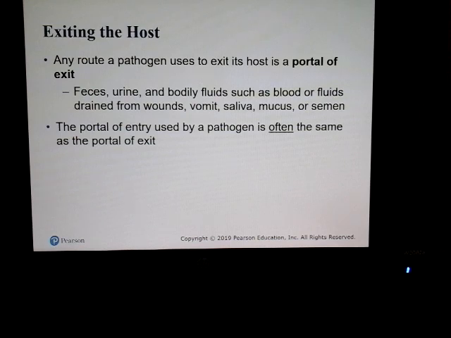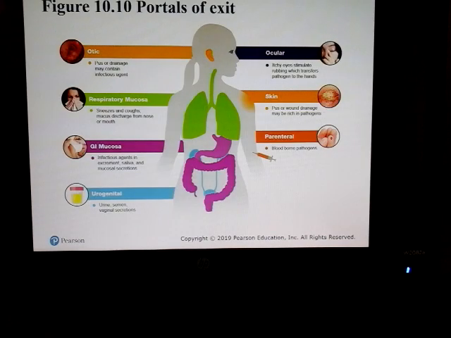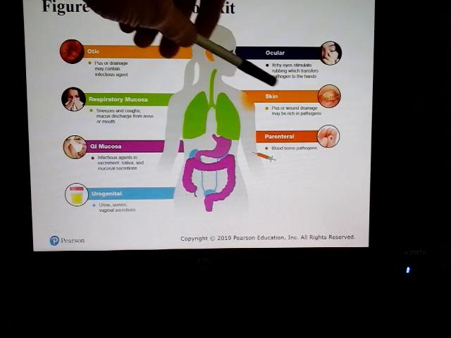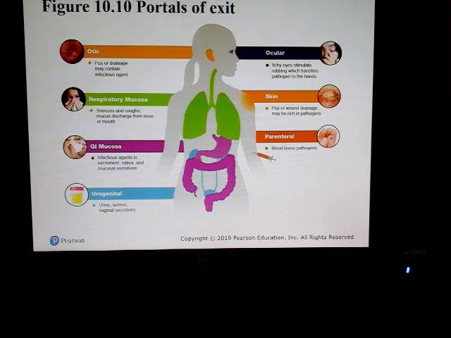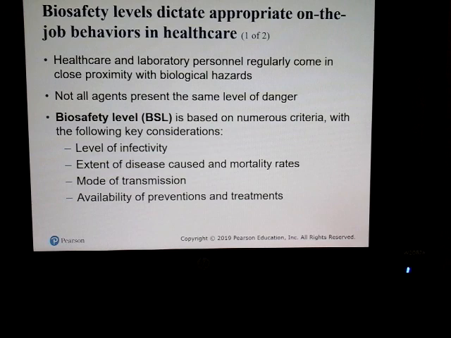And sometimes the way that they get out is the same way that they actually get into our bodies. So again, things can be secreted out of your ears, eyes. You might have pus that's going to drain from a wound, etc. So these are all the different portals of exit from our bodies that microbes and viruses can take.